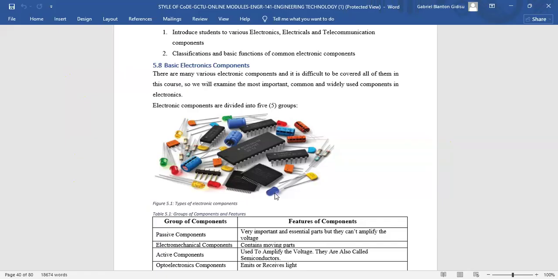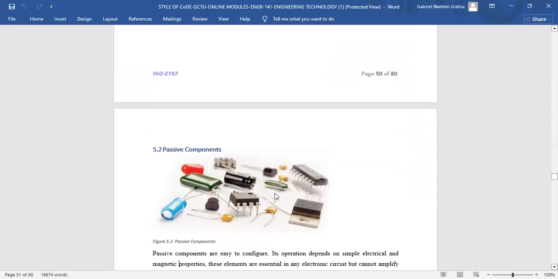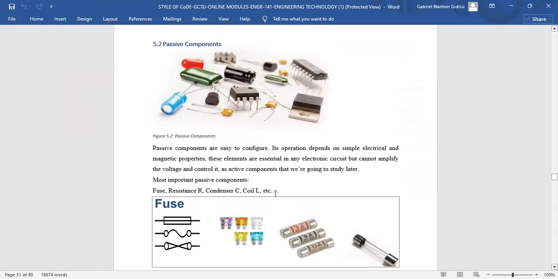Then we have electromechanical components. These consist of moving parts like generators, like motors. Then we have active components. These are used to amplify or attenuate. Mainly they are semiconductor materials. They have optoelectronic components. Okay, they emit and receive light. When you come to the lab again, I will show you all these components. Okay, I'll show you all of them.